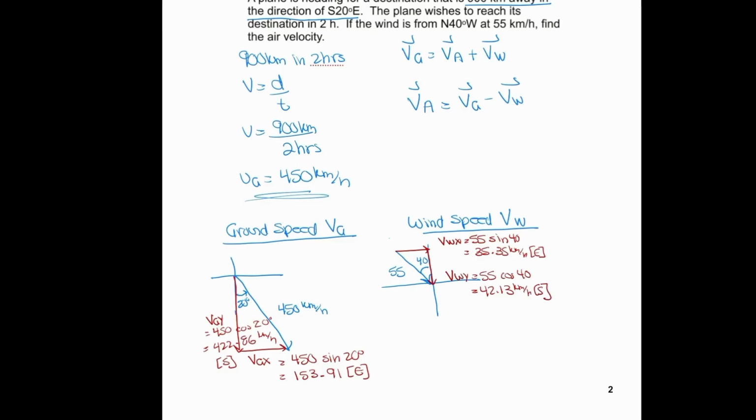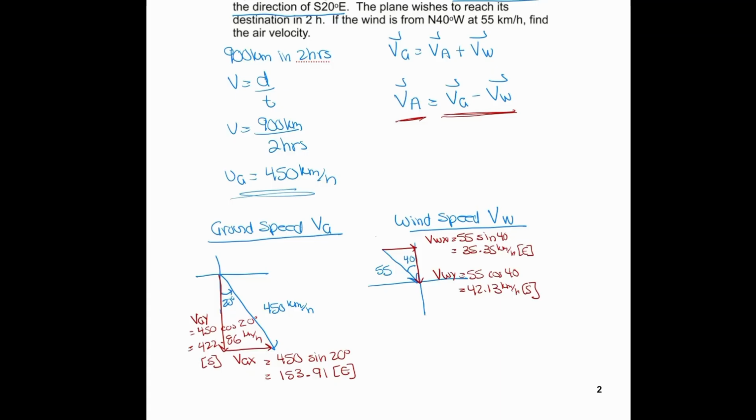Now, this is where we have to think about this a little bit. The wind is going with the airplane, so it is going to make it appear faster on the ground. We want to know the airspeed. So this is where we are going to use this idea that our airspeed will be equal to our ground speed minus our wind speed.